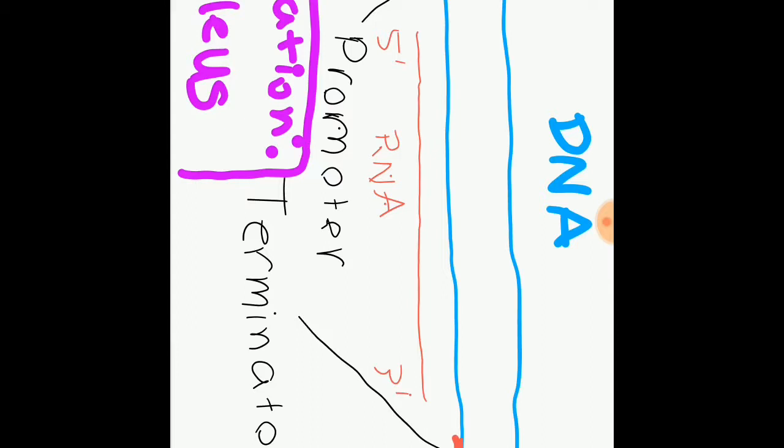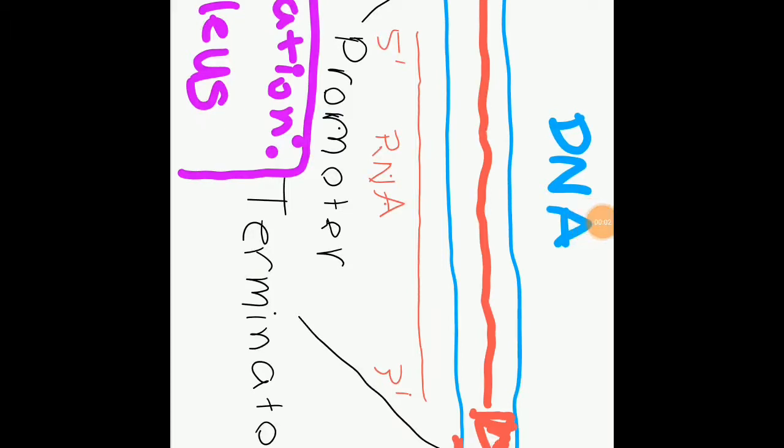So you can see how the RNA polymerase comes down and elongates this, and then how it reaches the terminator and stops. And then you can also see the RNA strand being built. The location of it occurs in the nucleus, and the purpose of it is to make mRNA from DNA.